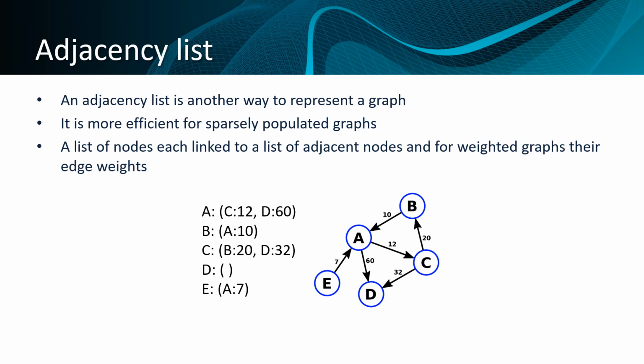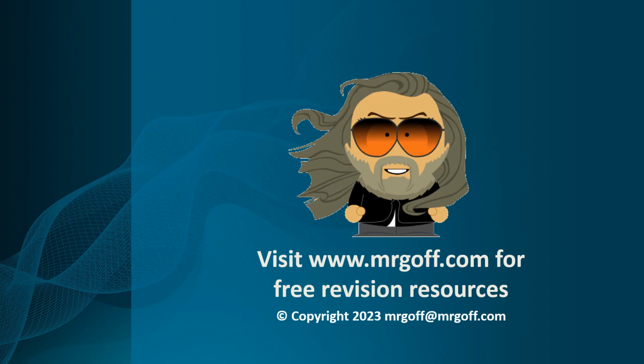As you can see in this example, starting with A, which has two connections that can be followed outward to other nodes, the adjacency list shows all the other nodes that you can visit from a particular node, along with their particular edge weight. That brings us to the end of this video on graphs.